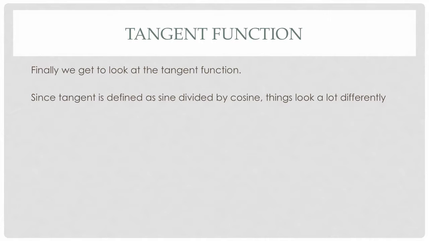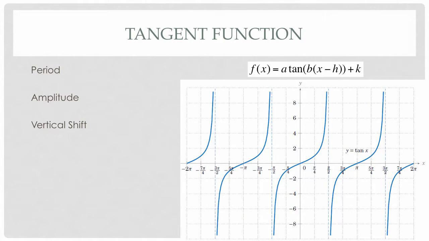All right, I wanted to touch a little bit on tangent just at the end. Remember, tangent was kind of weird. It had all those vertical asymptotes because a lot of times it's sine divided by cosine, and cosine equals 0 at points. So here's our general form for the tangent function. You have all the same things here: a, b, h, k. You can shift it to the right. You can shift it up or down. You can change the frequency, how many times it occurs in 2 pi. And you can get into amplitude.